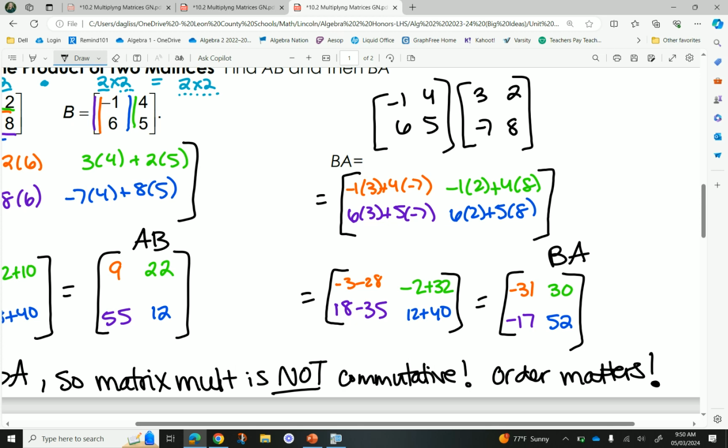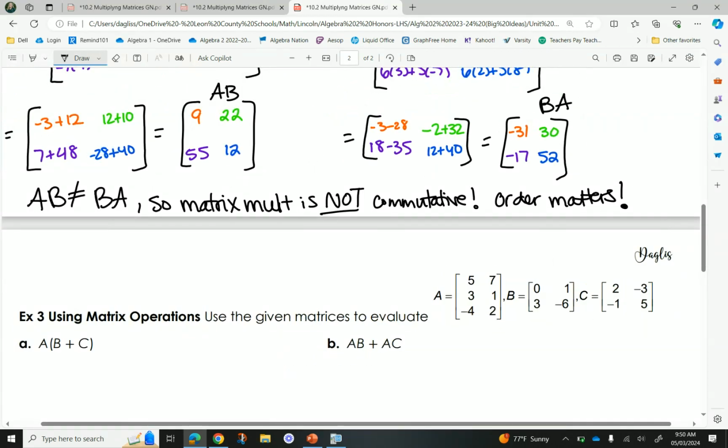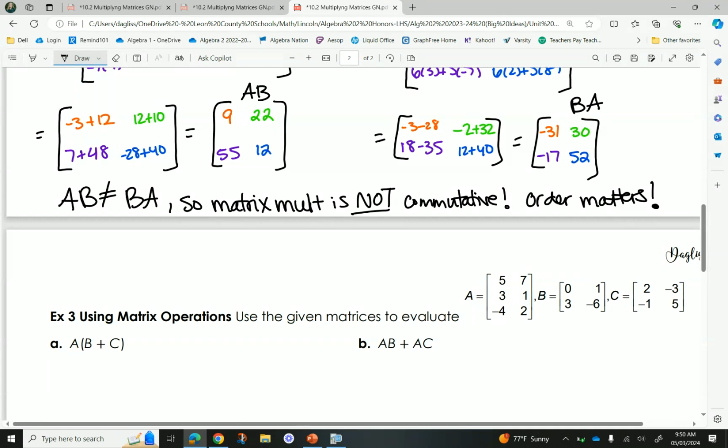All right. So, it doesn't follow the commutative property. Doesn't follow the distribution property. Okay, that's the next thing we're going to test. So on the back, we have 3 new matrices. We have a matrix A, matrix B, and matrix C. I want to know if I do A times B plus C, is that the same as A times B plus A times C? Okay, so does the distributive property work with matrices?